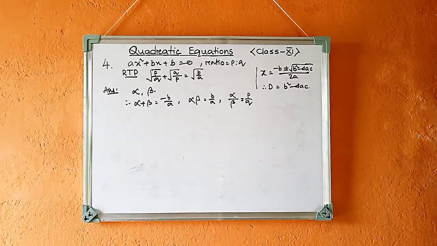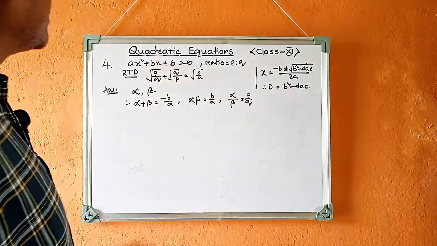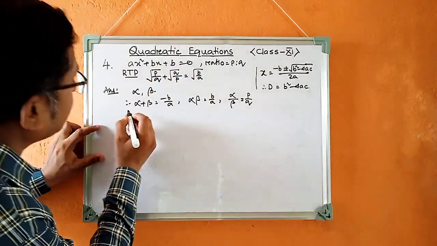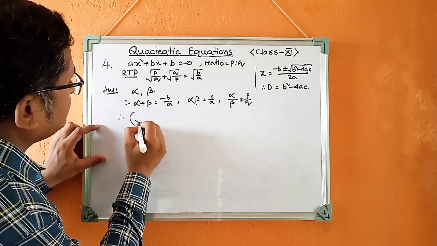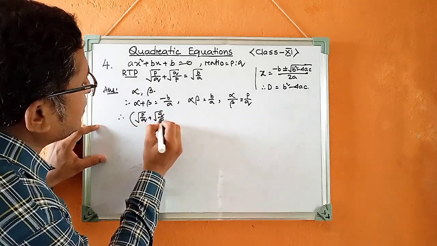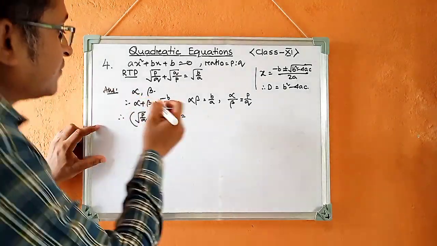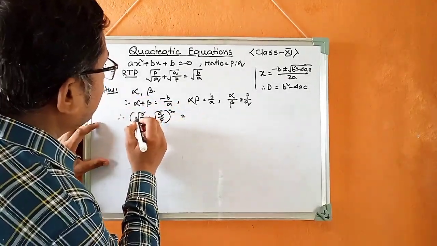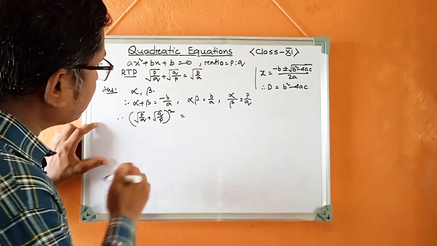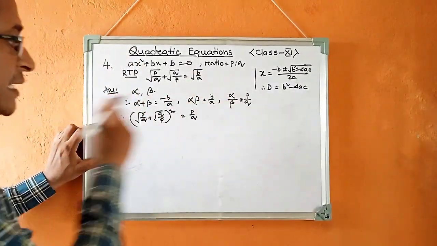Now see, required to prove root over p by q plus root over q by p equals root over b by a. Now see, root over p by q plus root over q by p whole square. We find the square of this one. So we use the formula of a plus b whole square: a square, that is root over p by q whole square, that is p by q.